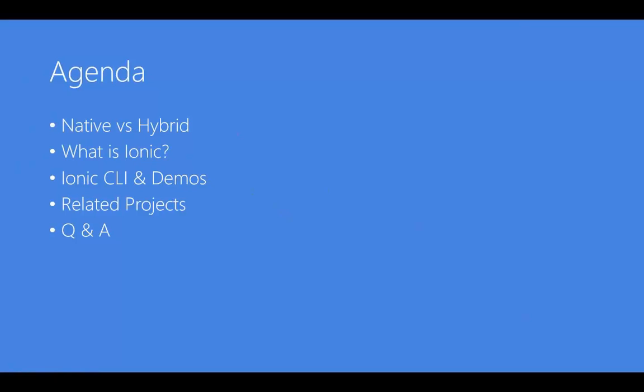So today we're going to be looking at native versus hybrid. This isn't really going to be a full-fledged comparison of what native and hybrid have to offer, but really more just a history lesson to lead us into Ionic. Then we're going to look at what Ionic actually is, and then take a look at the Ionic CLI, some demos, and some related projects. And then at the end we're going to close things up with some Q&A. But if you have any questions along the way, please feel free, and we'll answer those as we go.